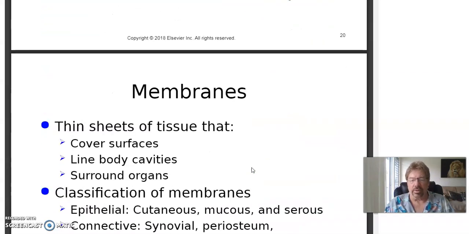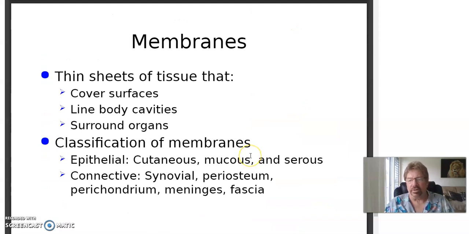Okay, so that's tissues. Now we're going to talk about membranes. There are a lot of membranes in the body. They function with a lot of important responsibilities. Let's see. Membranes, thin sheets of tissue that cover surfaces, line body cavities, like the pleural cavities, thoracic cavity, abdominal cavity, surround organs. The lungs, for example, have a membrane that wraps around them called visceral pleura.